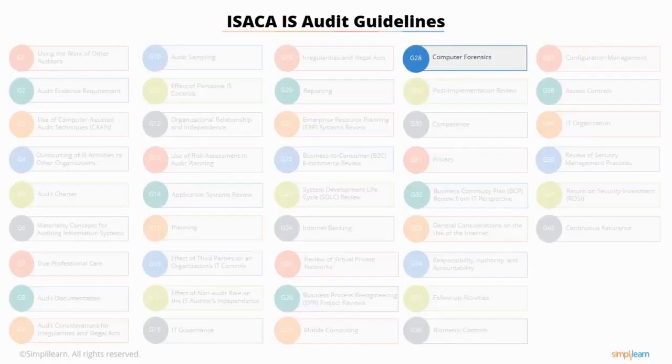G28 computer forensics may seem like an odd one to you. It's not required that you be a forensics expert or professional, but there is a forensics component and you need to have at least a basic understanding of forensics to be able to effectively conduct an audit. Continuous assurance, G42. Even if your audit shows that everything meets standards, are we sure it will still meet standards a week from now, a month from now, any time period between now and the next audit? G38, access controls. Those are always a common point to check during your audit.